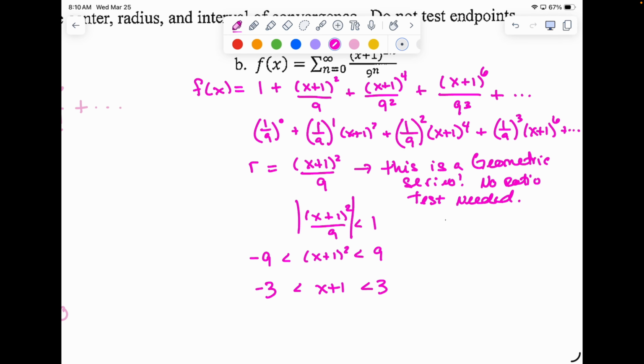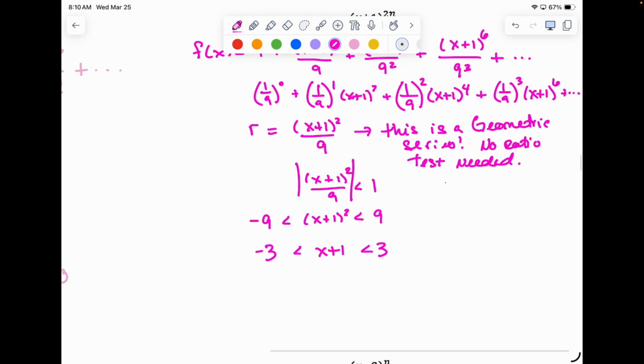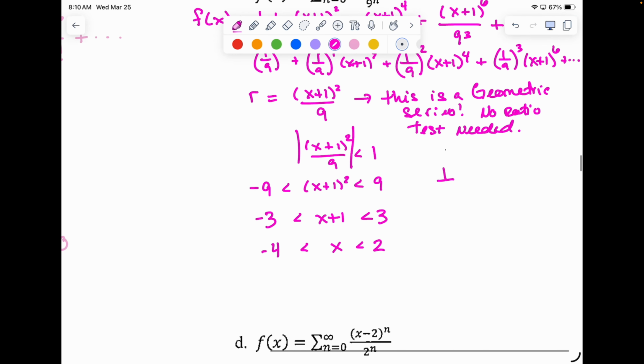Okay. So now I'm going to subtract 1 in all the places. So -4 is less than x is less than 2. And this is our interval of convergence. So our interval of convergence goes from -4 to 2. I'm using open parentheses right now because I haven't tested my endpoints yet. We haven't talked about that. We will in a minute.